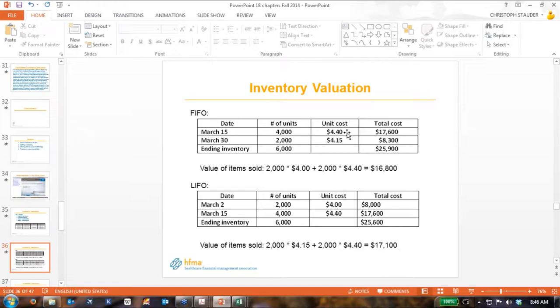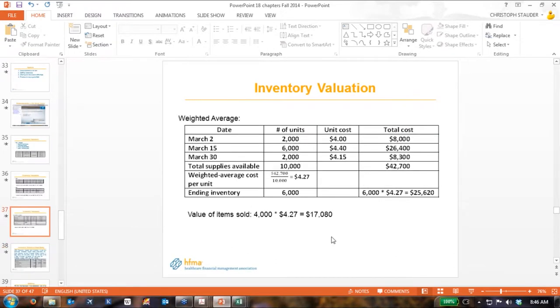Pardon me. LIFO, last in, first out, works the other way around. You can see that here. I'm not going to walk us through that example. Weighted average, this is the one you are most likely to see on the exam. So let's look at this one.